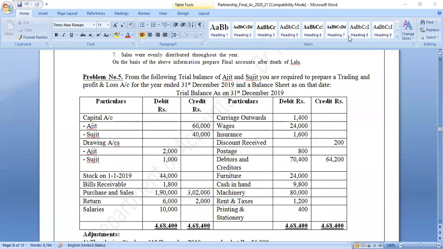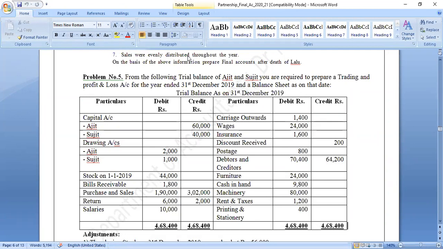Problem number 5. From the following trial balance of Ajit and Sujit, you are required to prepare a trading and profit and loss account for the year ended 31st December 2019 and balance sheet as on 31st December 2019. Particulars: capital Ajit 60,000, Sujit 40,000.